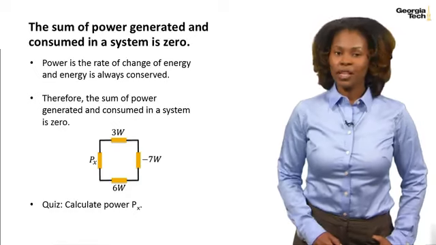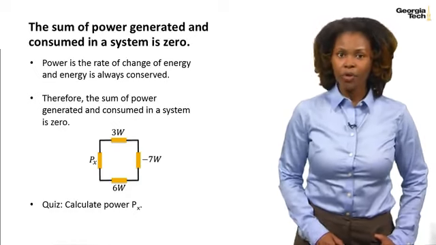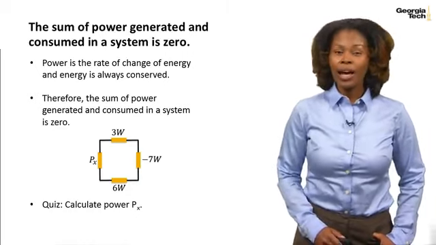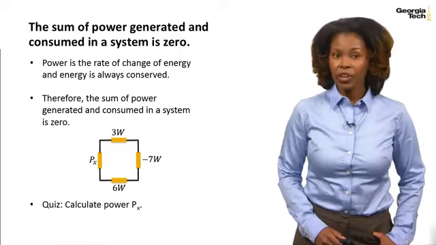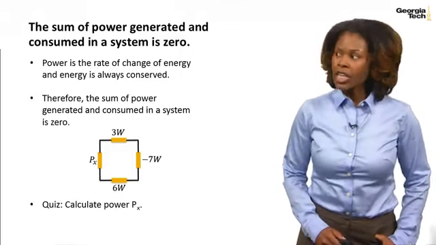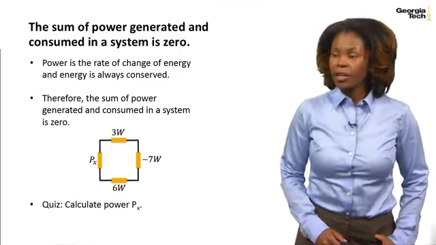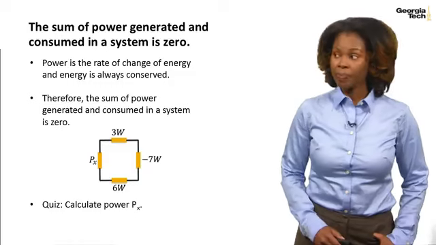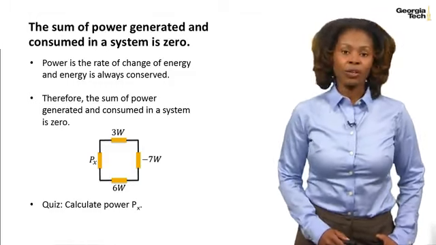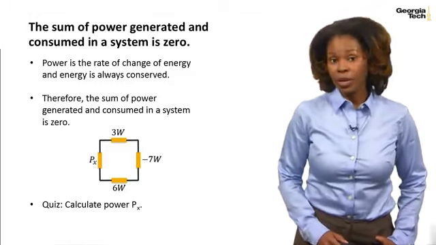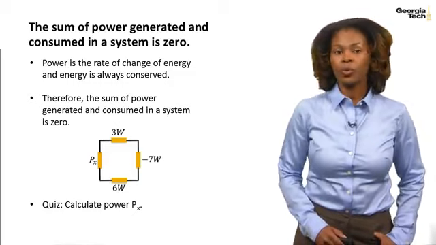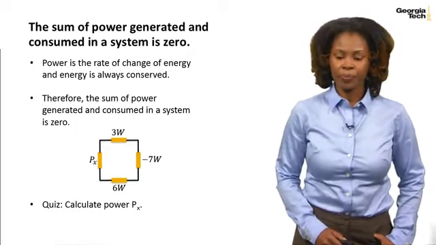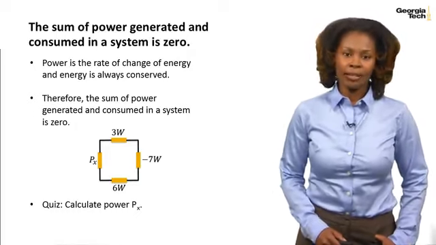Another interesting fact about power is that the sum of power generated and consumed in a system is 0. Because power is the rate of change of energy, and energy is always conserved, the sum of power generated and consumed in a system is 0. We know that energy is conserved. We're neither creating nor destroying energy. And since power is simply the rate of change in that energy, the sum of power also has to be 0.